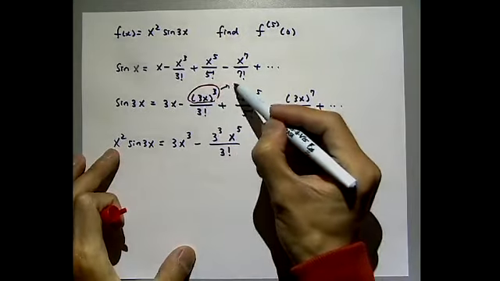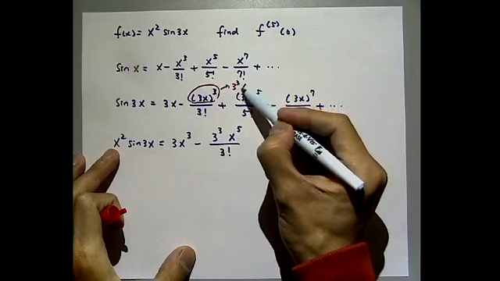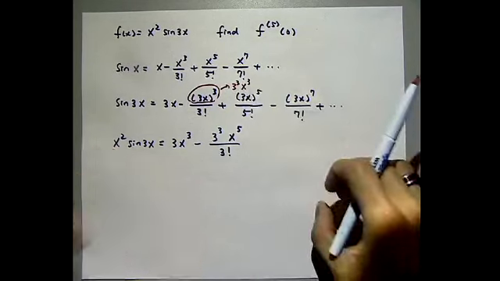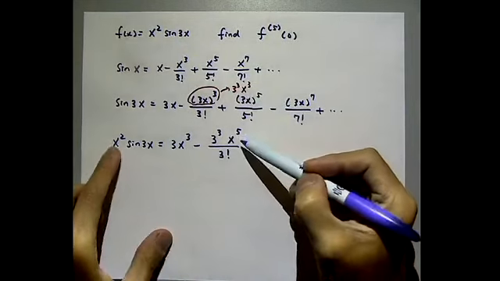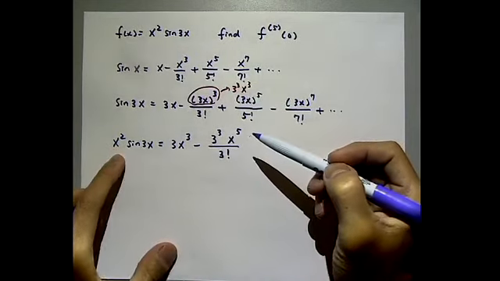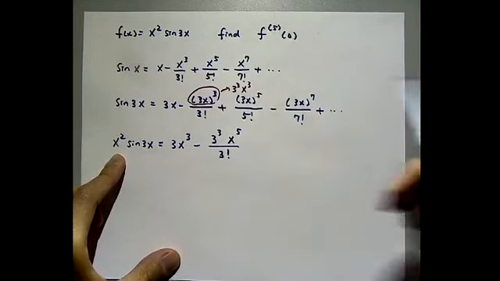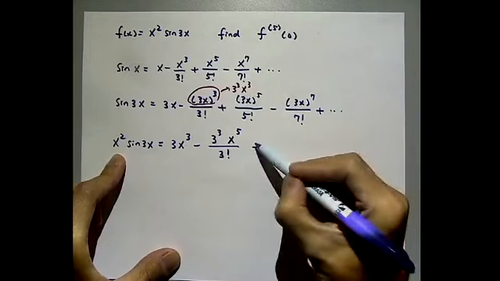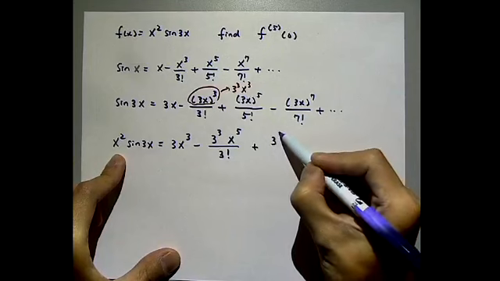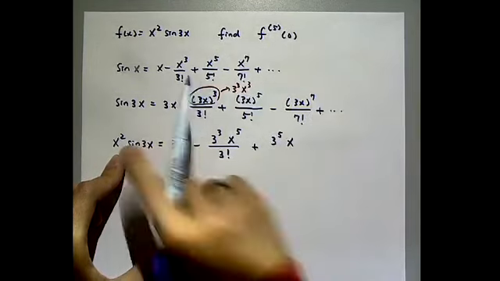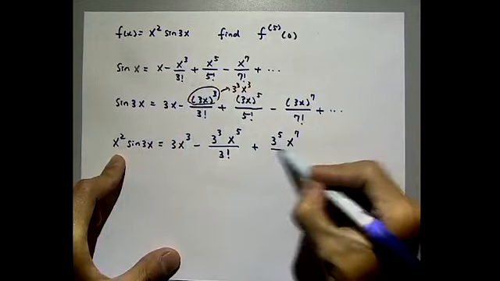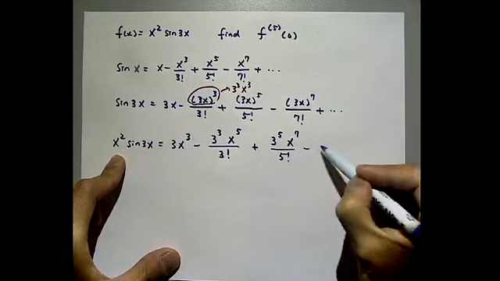Okay, so this is equal to 3 cubed x cubed. And this bumps up to a 5 because we're multiplying everything by x squared. And then the next one is the same thing. It's plus 3 to the 5th. It already had x to the 5th. It gains 2 more. And so on.